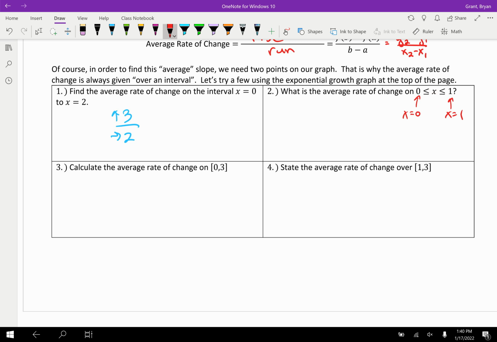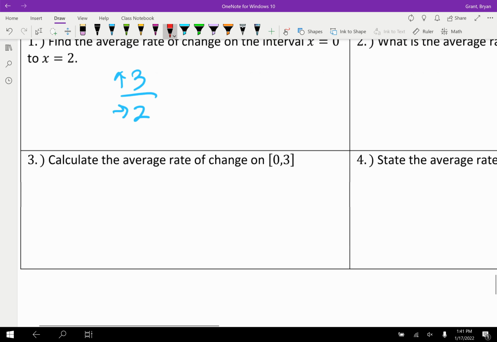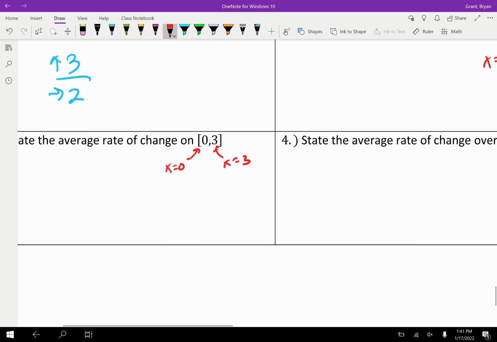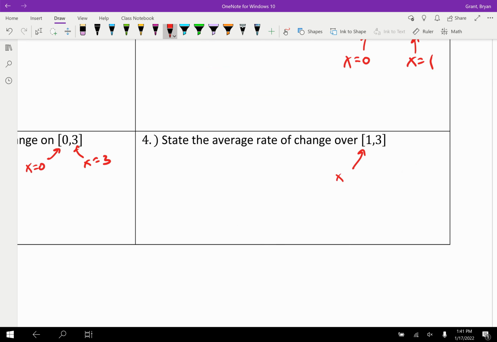Average rate of change on [0, 3]. We've seen this notation before. This notation doesn't mean the point (0, 3). This notation is telling us on the x-axis. If they ever give you an interval, you always assume it's the x's. And it's telling you on the x-axis, begin at an x of 0 and end at an x of 3. We've used that notation for domain and range before, haven't we? An x of 0 to an x of 3. And so same thing over here. We are going from an x of 1 to an x of 3.